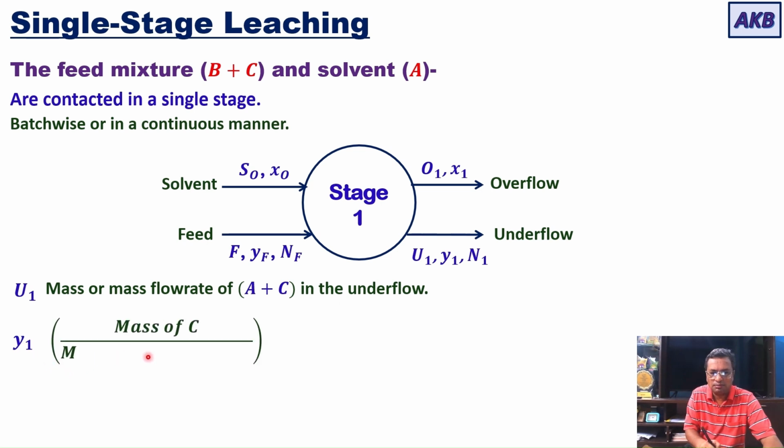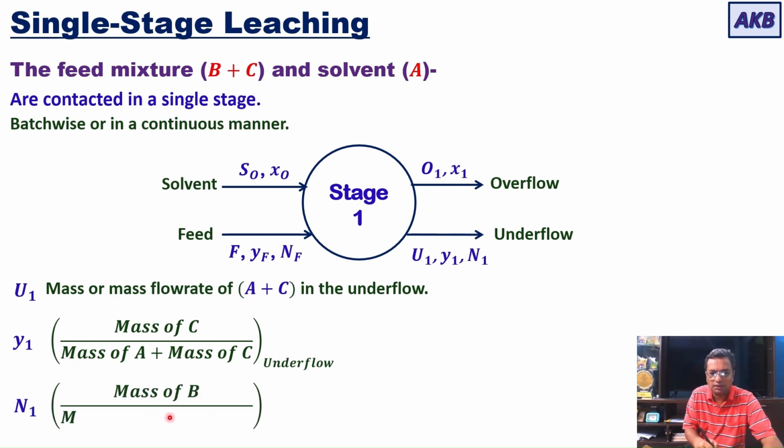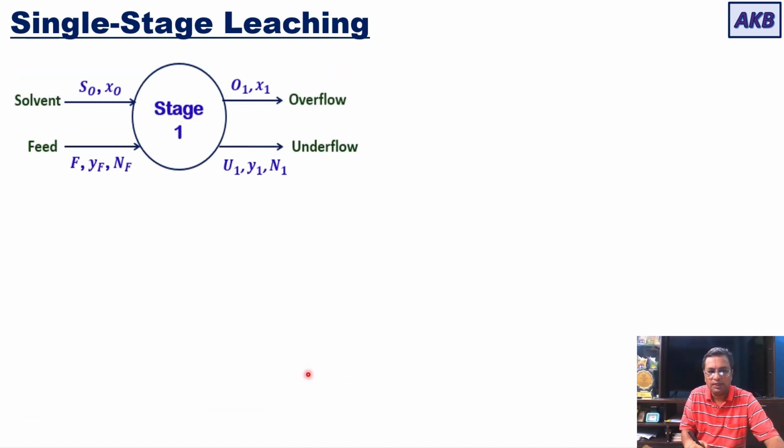Y1 is mass of C divided by mass of A plus mass of C in the underflow. That is weight fraction of C on a B free basis in the underflow. N1 is mass of B divided by mass of A plus mass of C in the underflow, which is weight fraction of B on a B free basis in the underflow. So these are the notations.